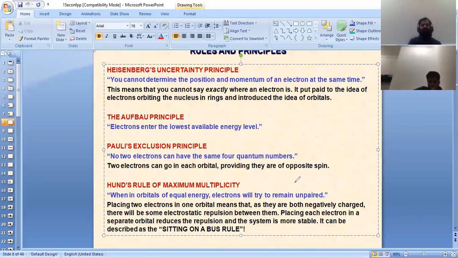Then there was Mr. Hund. He told that when orbitals are degenerate, meaning having the same energy, then the electrons will try to remain unpaired. This thing right now will not be very clear until we go ahead. We will talk on Hund's rule also, right?